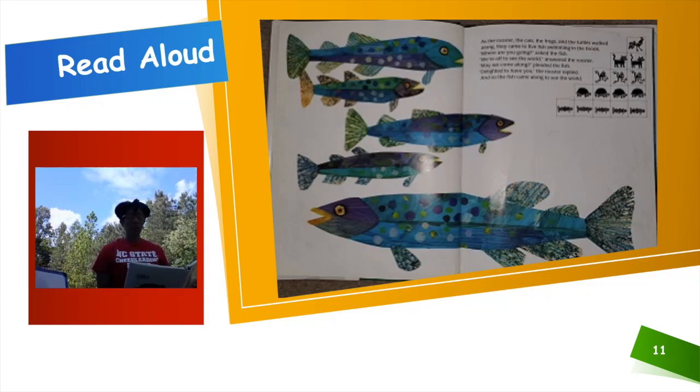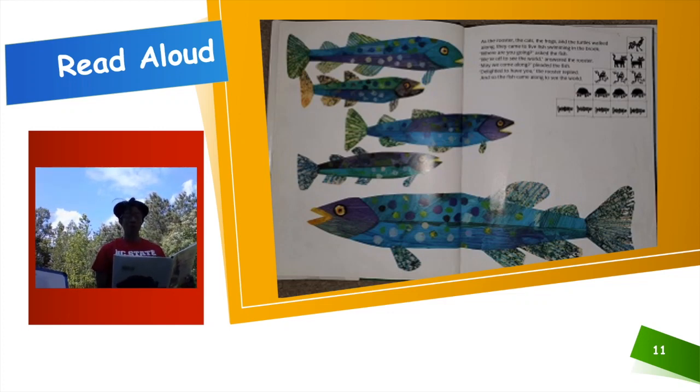As the rooster, the cats, the frogs, and the turtles walked along, they came to 5 fish swimming in the brook. "Where are you going?" asked the fish. "We're off to see the world," answered the rooster. "May we come along?" pleaded the fish. "Delighted to have you," the rooster replied. And so the fish came along to see the world.